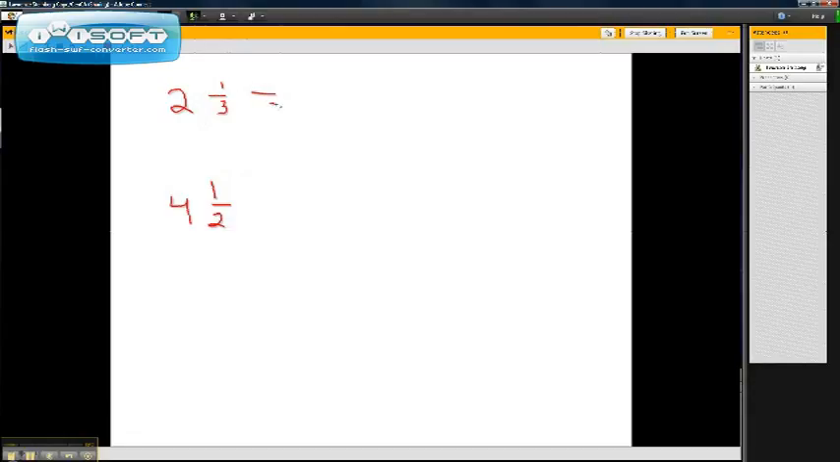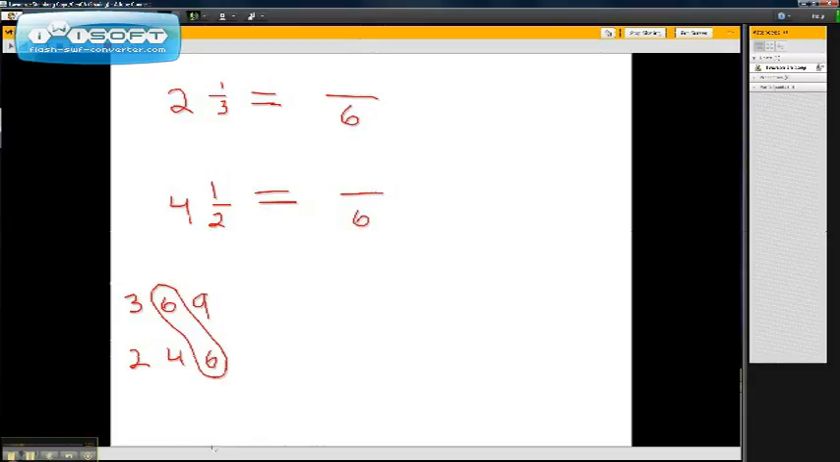Okay, so remember, like I said in a previous video, I'm going to pretty much ignore my whole numbers until I need to use them. But to start, I need to list my multiples to find a common denominator. So there are multiples of 3, and there are multiples of 2. And the first number that I come across that they have in common is 6. So my new denominator is 6 for the fraction part.